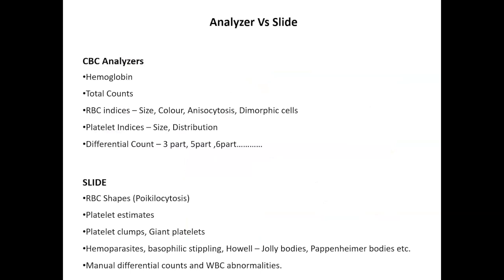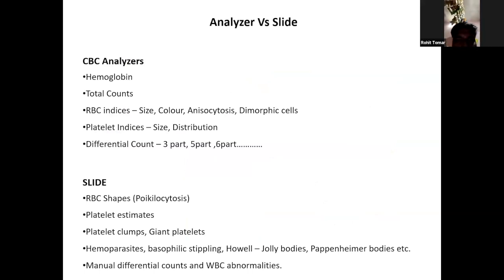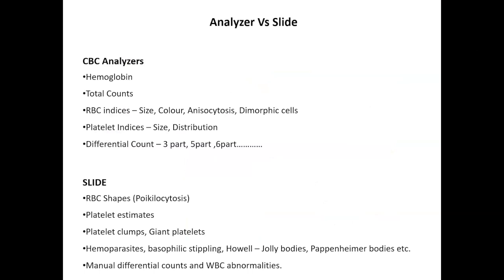But I require slides. So everybody knows a slide review is very important in many samples. And this slide would give me the RBC shapes, the platelet estimates, the causes for pseudothrombocytopenia, hemoparasites, the manual differential counts where you have flags, or the WBC abnormalities such as identifying blasts, etc. So the slide is important, even though nowadays analyzers have come a great deal and have reduced the smear making to almost nearly 15 to 20%.